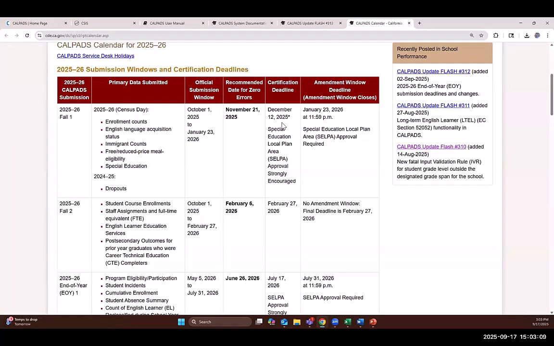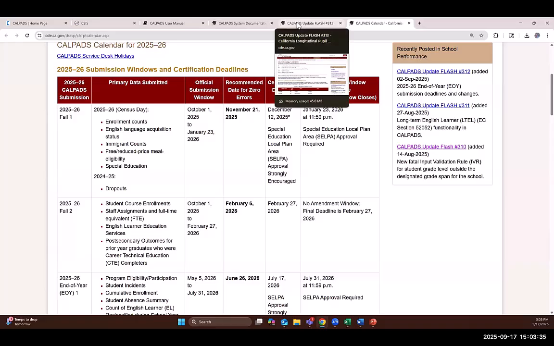And if you find that things aren't perfect on December 12th and you have to make some corrections, there is an amendment window for Fall 1, with the final deadline being January 23rd. The CELPAs are strongly encouraged to approve by the December 12th deadline. I think that's all we'll talk about for Fall 1.